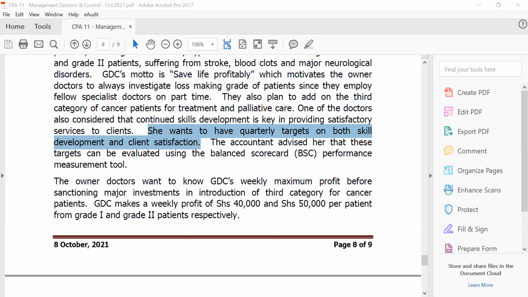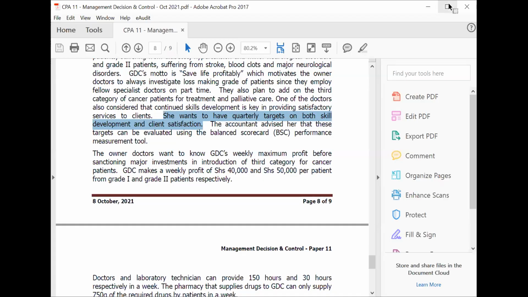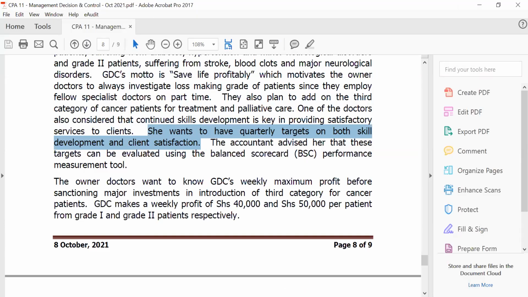But I see that most of these will come in the aspects of the client satisfaction systems, because there is so much on that line, then learning and growth. Skills development actually falls under learning and growth. Client satisfaction, of course, falls under the customer perspective. We already have that parameter under the balanced scorecard. So you can read more about it and see how to relate.